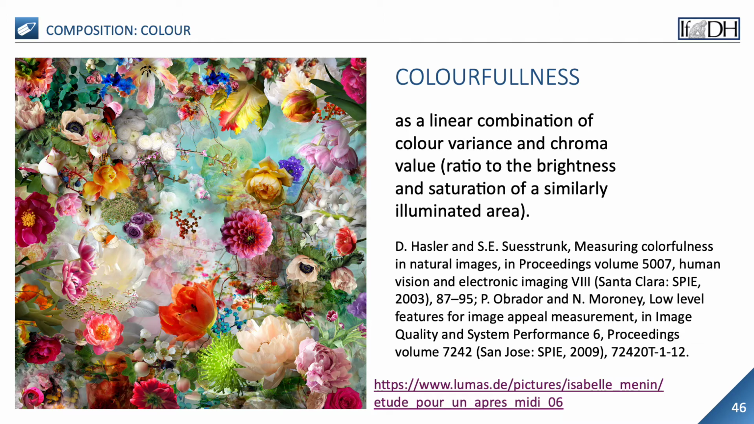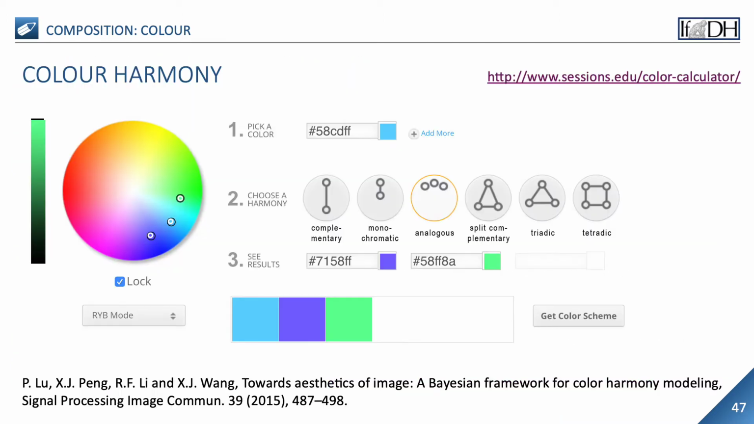The colorfulness of an image can be calculated using the average chroma value. It is determined in relation to the brightness and saturation of a similarly illuminated area that appears white or transparent. Hasler and Süsstrunk suggest using the color pixel distribution of an image in the CIE Lab color space to measure chromaticity. According to this, colorfulness is the linear combination of color variance and chroma value.